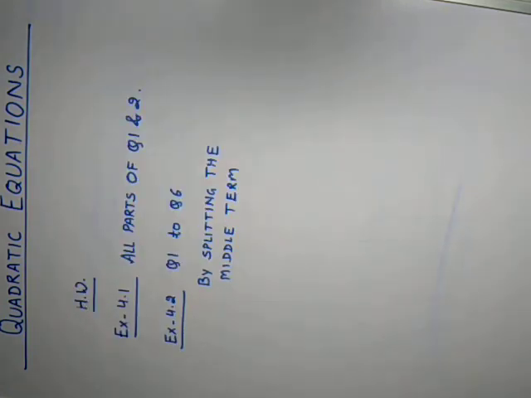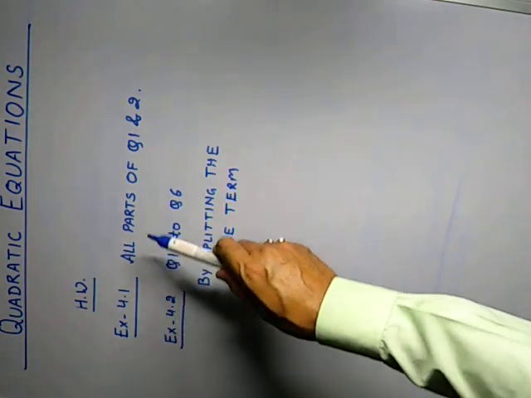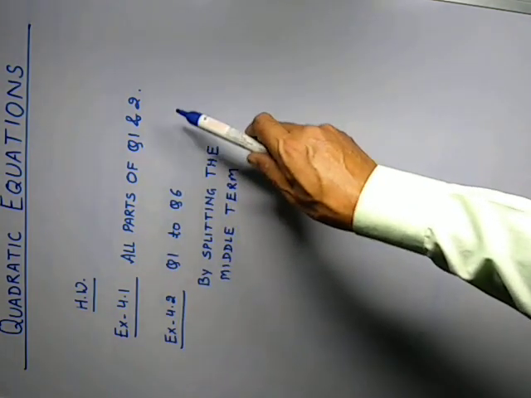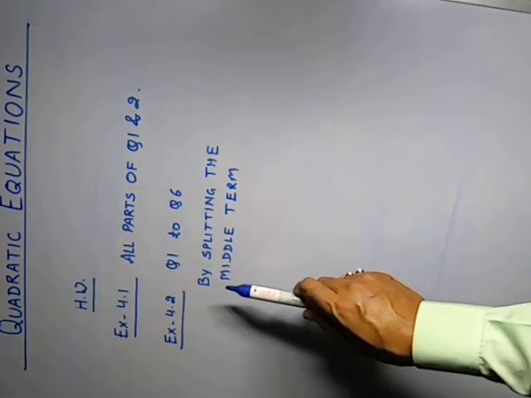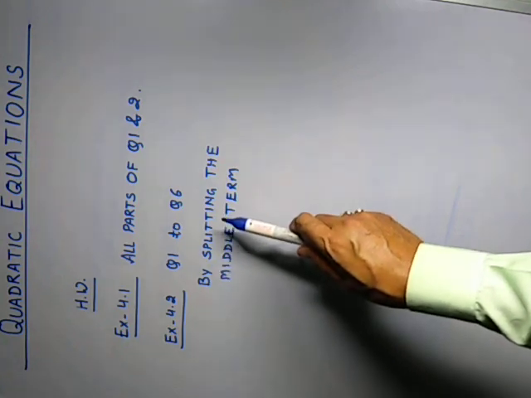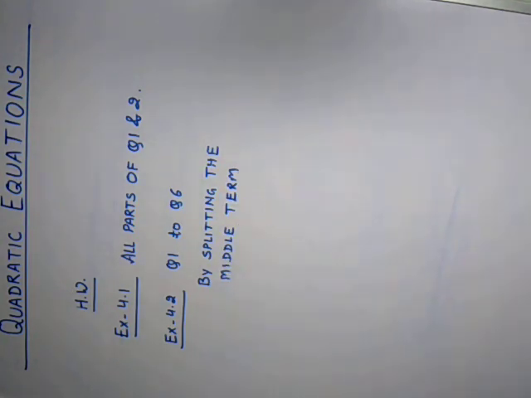So today's homework is you have to do exercise 4.1 all parts of question number 1 and 2, and exercise 4.2 question number 1 to question number 6. You have to solve these questions by splitting the middle term, which we have already done in class 9th.